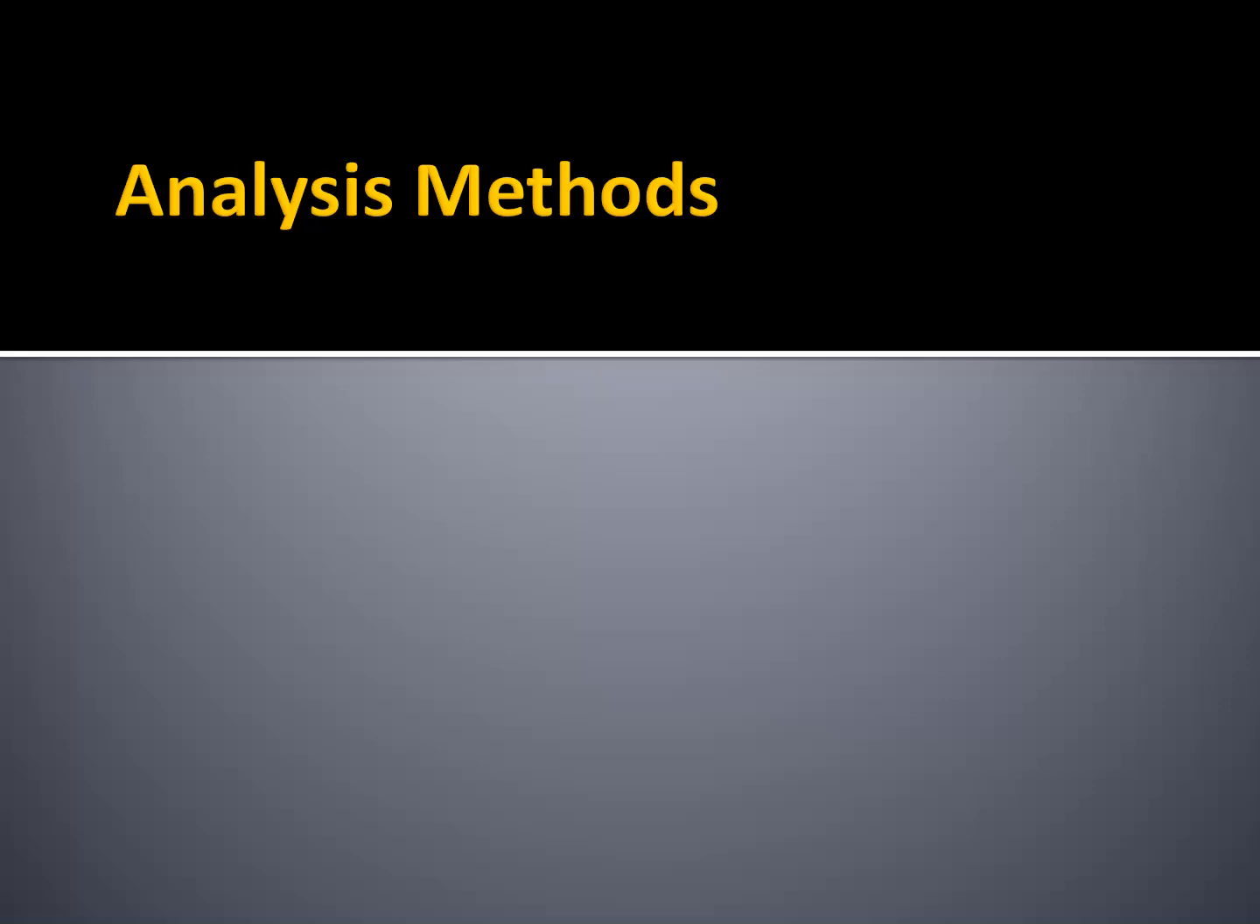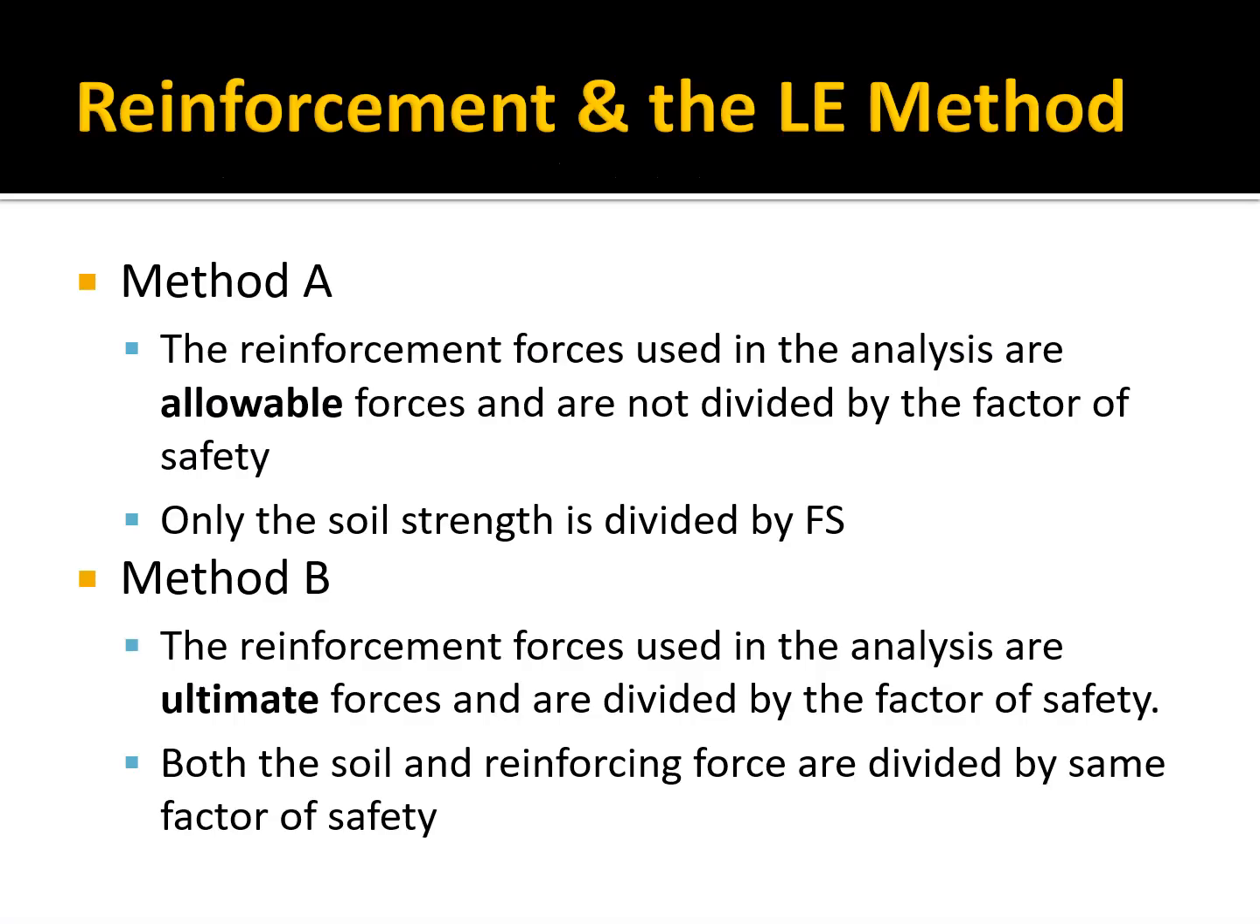All right, now that we've seen how one would go about reinforcing a slope, how do you adjust the limit equilibrium method to account for the soil reinforcement? So there are two methods for adjusting the factor of safety as calculated by the limit equilibrium method. In method A, the reinforcement forces used in the analysis are allowable forces and are not divided by the factor of safety. Only the soil strength is divided by the factor of safety.